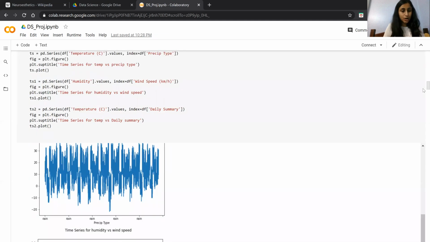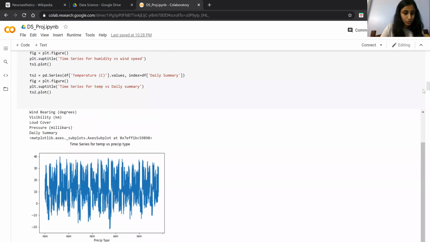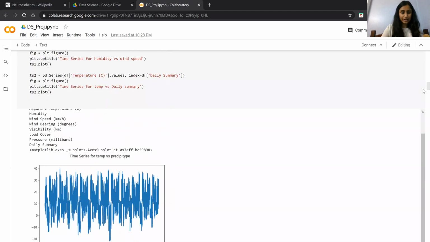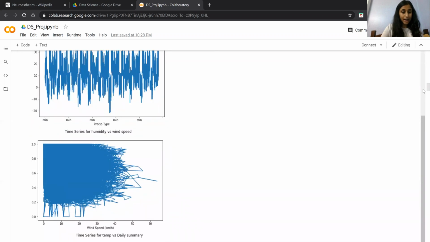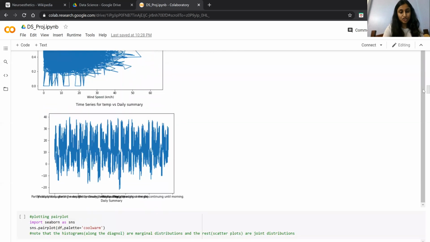Okay, so coming now to the time series plots. The first plot is to show temperature versus precipitation type. The second time series plot is humidity versus wind speed. And the third one is temperature versus daily summary. The x-axis is very clustered because of the number of different types of daily summary.